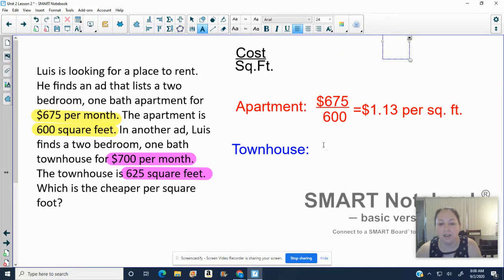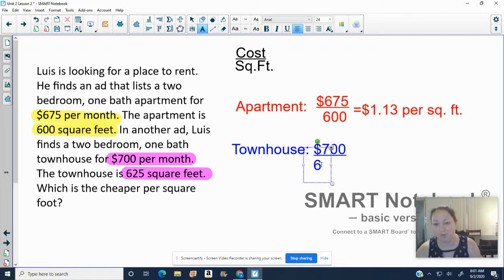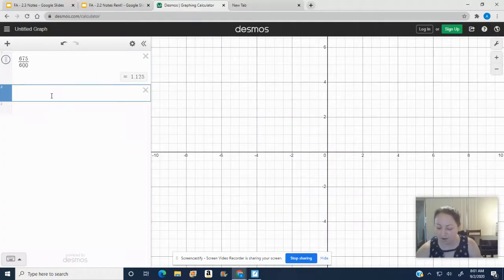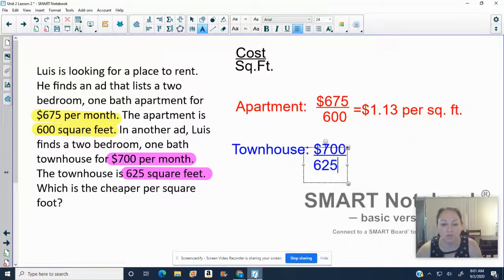When I look at the townhouse, that's what I highlighted in purple. It is $700 a month, and the square footage on that was a little bit more. We're looking at that square footage to be 625. Go ahead and go over to your calculator, 700 divided by 625. Even before I rounded, 700 divided by 625 is exactly $1.12.